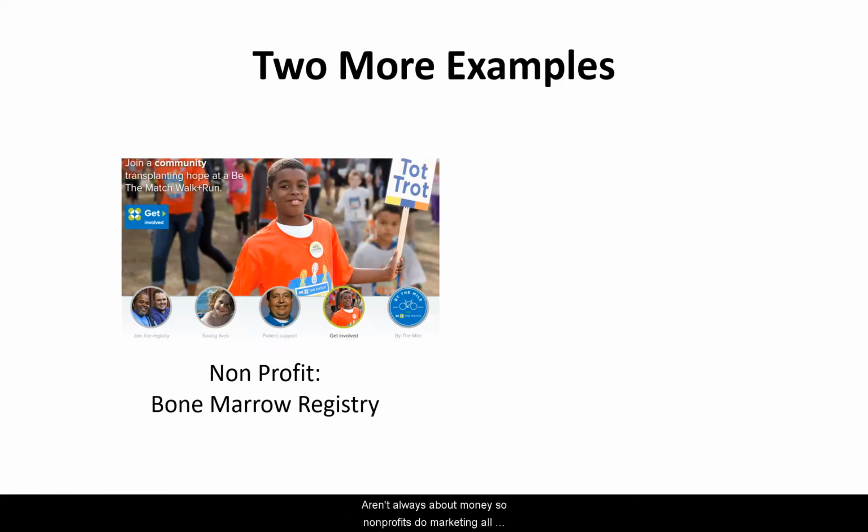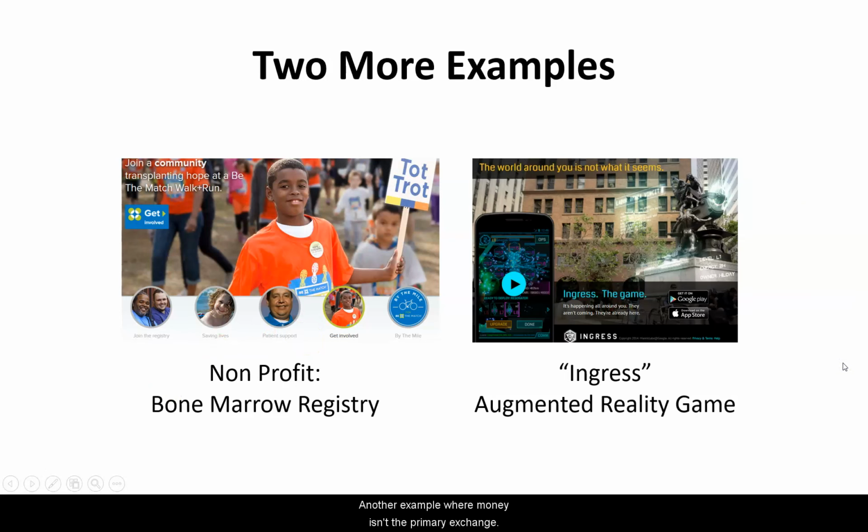So nonprofits do marketing all the time. They often want you to donate money, of course, but there's donate time, adopt a new viewpoint, drop a certain habit, and so on. The bone marrow registry sends frequent emails asking people to commit or recommit to being on the donor list, going on fundraising walks, or sharing their stories. Another example where money isn't the primary exchange.